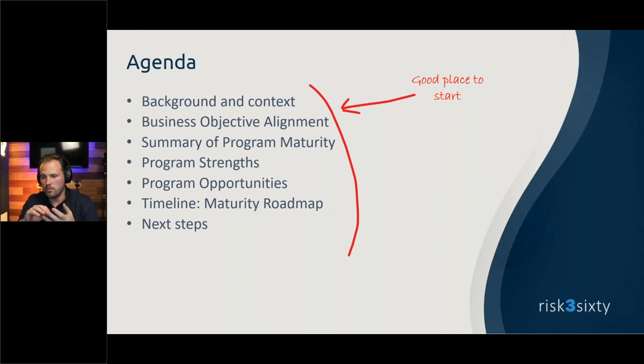Talk about, provide some summaries of the program maturity, maybe in dashboard view, just so they have a sense for, are we at a 0 or are we at a 10? Where are we at in terms of maturity and why? I like to be positive, so talk about some of the program's strengths, because every program is doing something good. And then talk about the biggest opportunities for improvement.